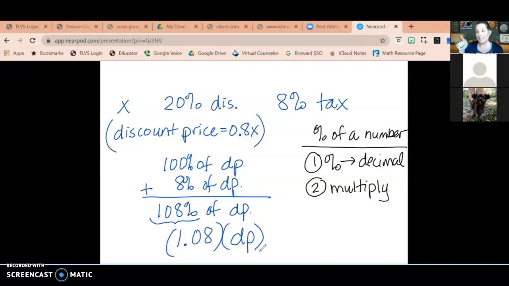Here's the final step, and some of you are already writing it. Well done. The final step is, I know what the discount price is, right? I know that the discount price, watch what I'm going to do. I'm going to erase that, and I'm going to fill it in with what the discount price is. It's 0.8x. So when you get to that problem that's asking you to show an expression that calculates the discount and tax to get the total cost, this is what it should look like.